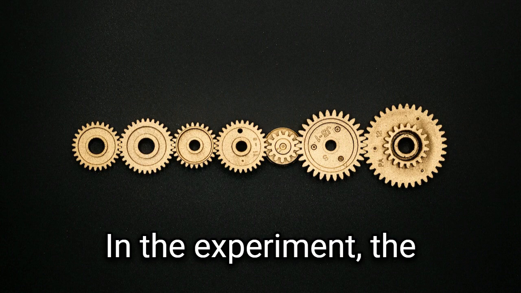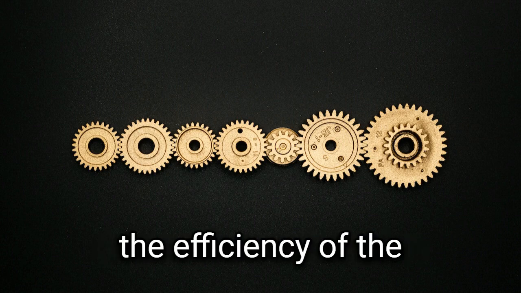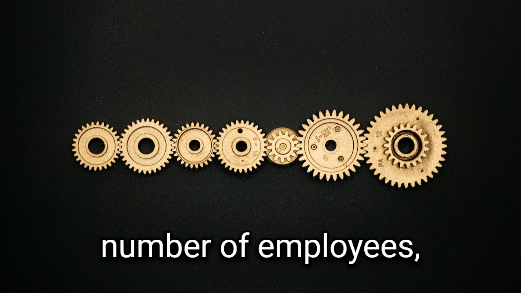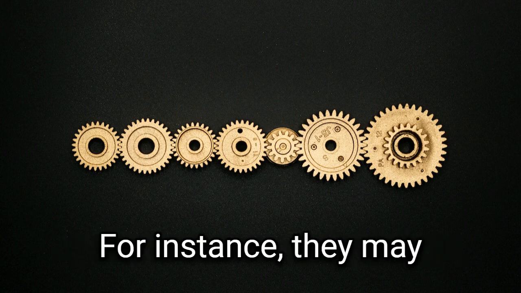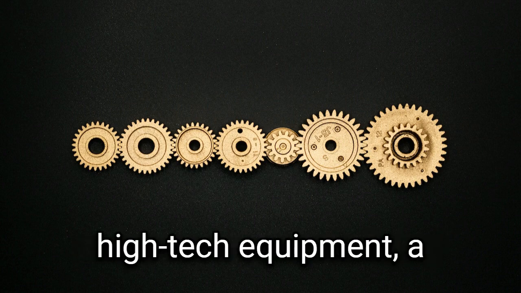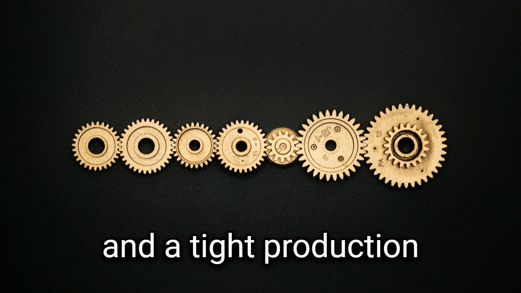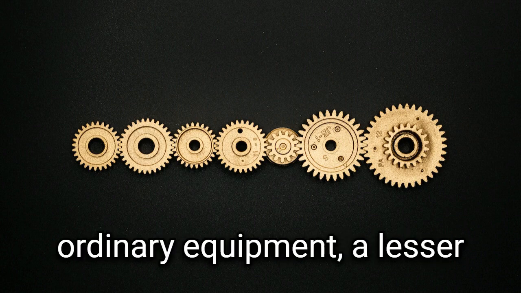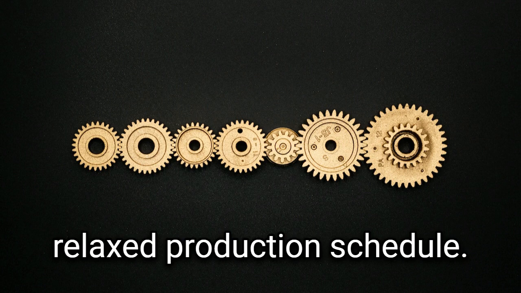In the experiment, the corporation will assess the efficiency of the assembly line for various combinations of equipment, number of employees, and production schedules. For instance, they may compare the efficiency of an assembly line utilizing high-tech equipment, a big number of people, and a tight production schedule to the efficiency of an assembly line using ordinary equipment, a lesser number of workers, and a relaxed production schedule.